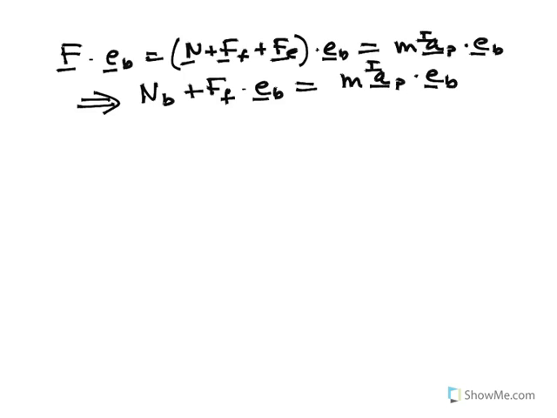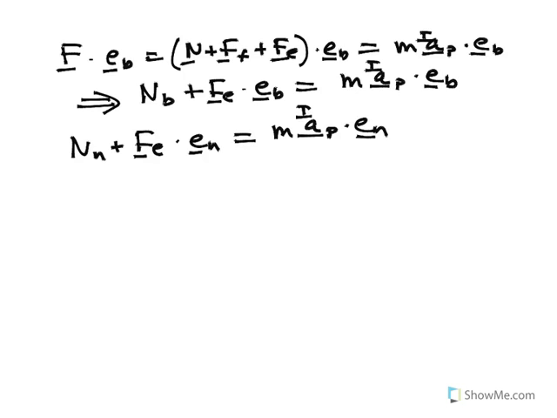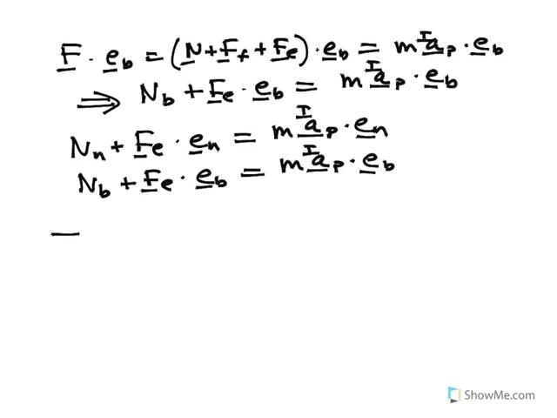Notice what these two equations are. I have N_n plus F_e dotted with E_n equal to the mass times the inertial acceleration dotted with E_n, and then I have N_b plus F_e dotted with E_b equal to the mass times the inertial acceleration dotted with E_b. So from these we can actually solve for N_n and N_b.